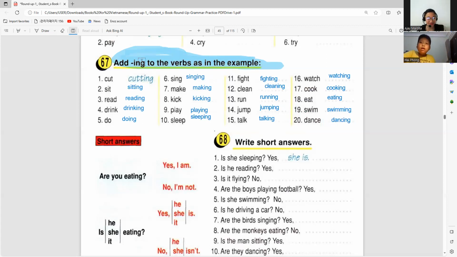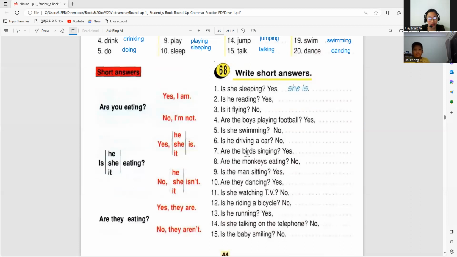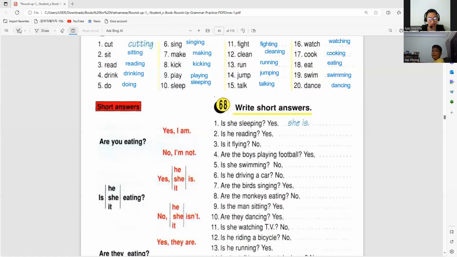Okay, Phong, do you understand now our ing verbs? Do you understand now? Yes, I understand now. Okay, Phong, let's have our next activity. Short answers. You will write the short answers, Phong, okay?